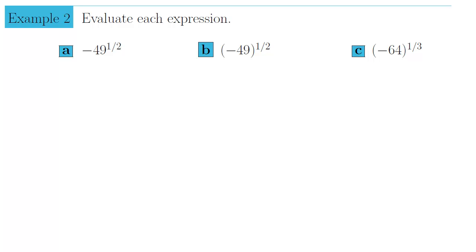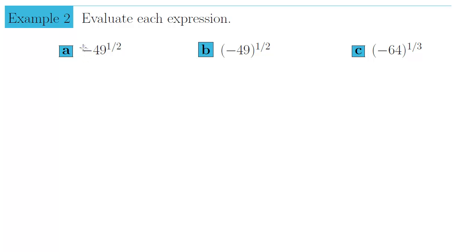Alright, so here we go with example 2, which gives us more rational exponents to evaluate. However, now we're going to start mixing in negative signs with these fraction exponents every way we can think of to help us understand how the negatives mix with the fraction exponents. So the first one gives us negative 49 to the 1/2.